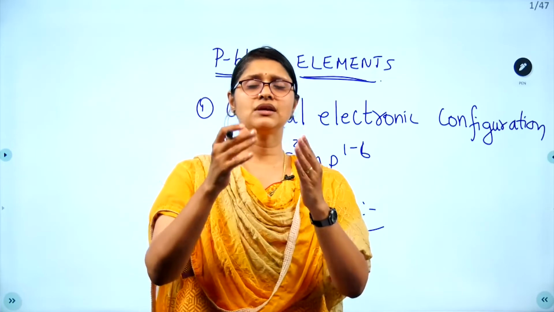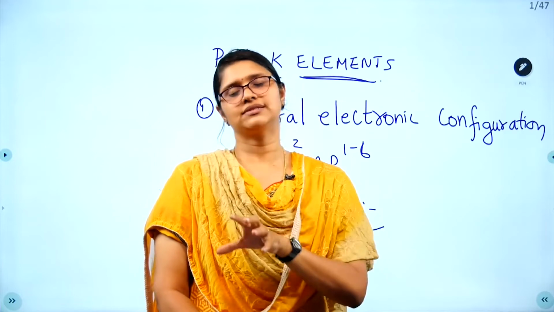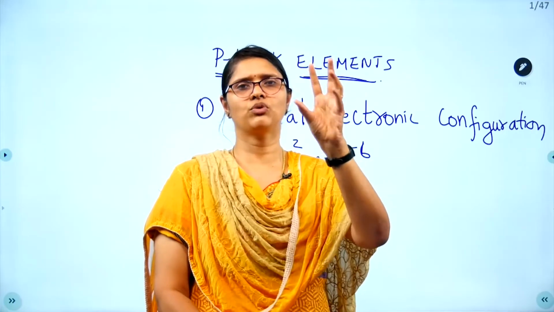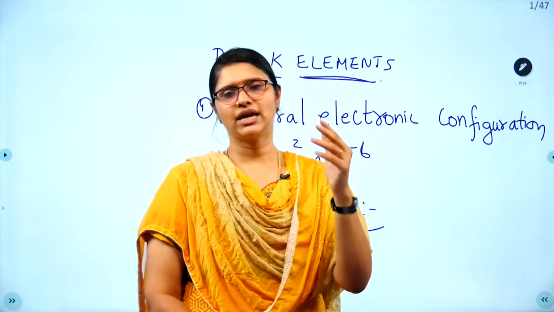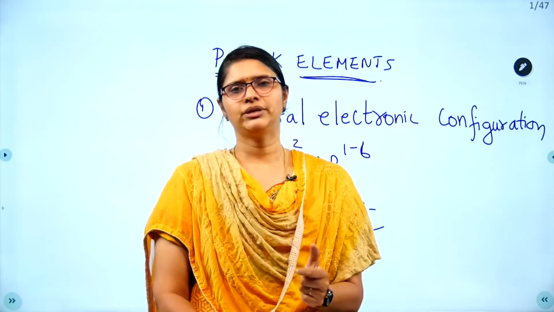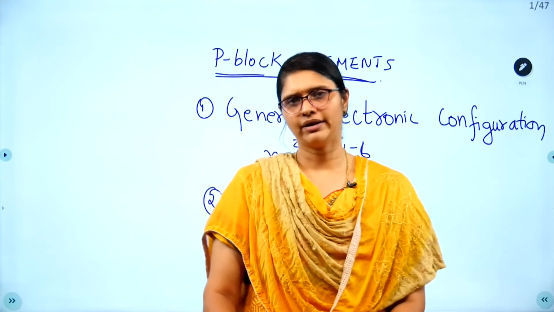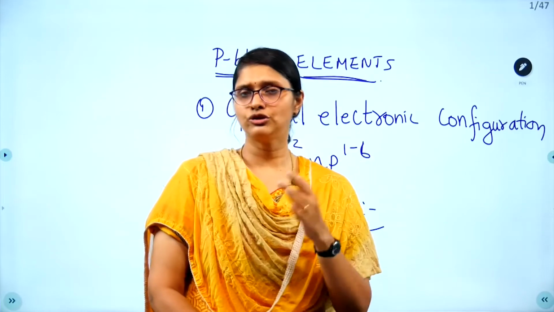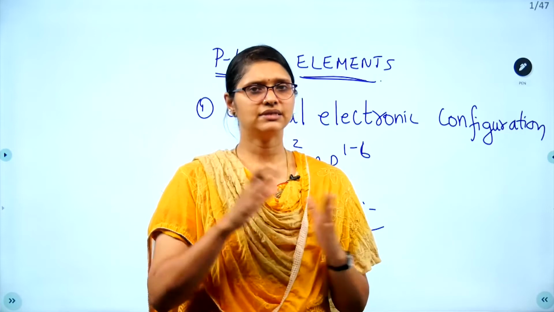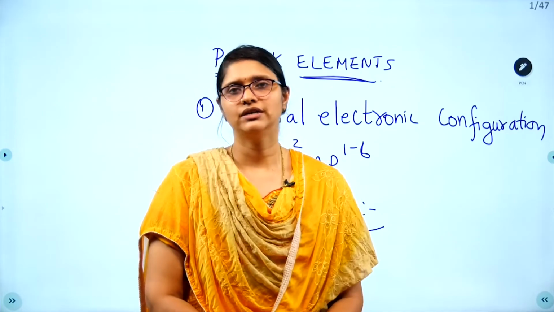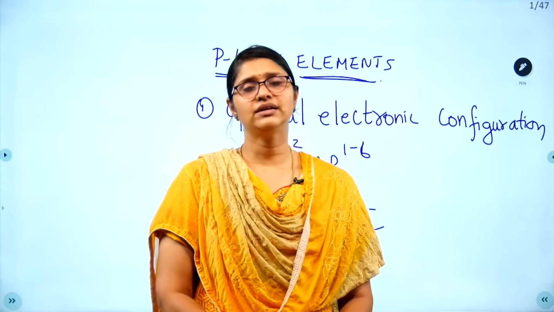Now what happens when you go down the group? The electrons are added to new shells. For example, if you take boron and aluminium, boron contains two shells, K and L, and when you go to aluminium, K, L and M. So for every element you go down, a new shell is added. What happens to the nuclear charge? As the distance increases, the nuclear charge decreases. So as the nuclear charge decreases, the size will increase.